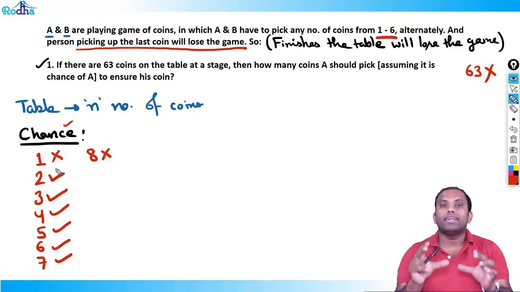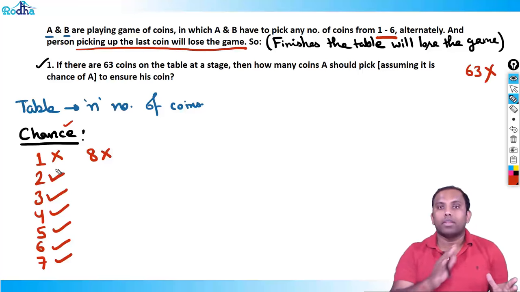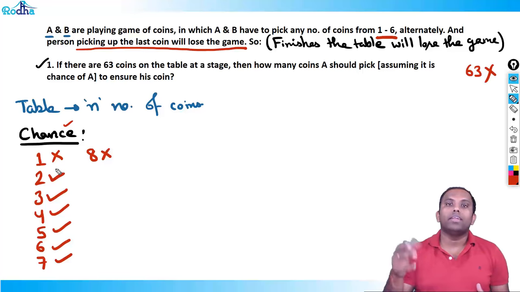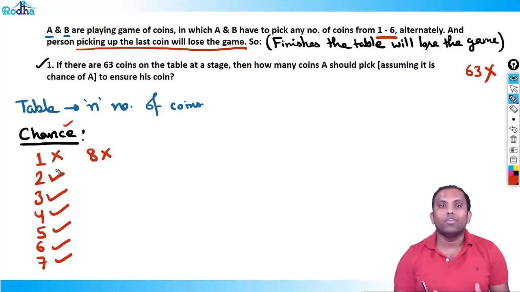This "intelligently" will never be given in CAT, right? You think how bad it will look, that it is written that both the players are intelligent. It won't be given like that, right? No way. So you have to assume that both the players are intelligent.